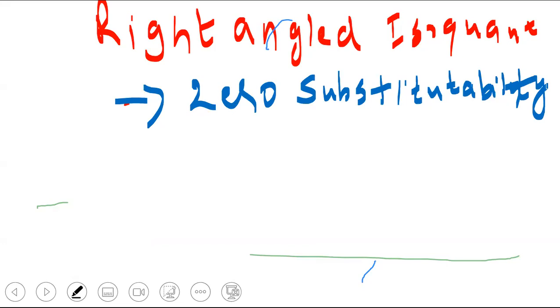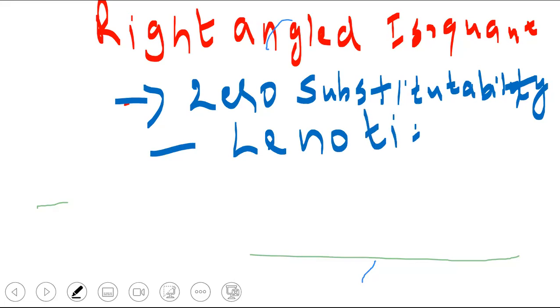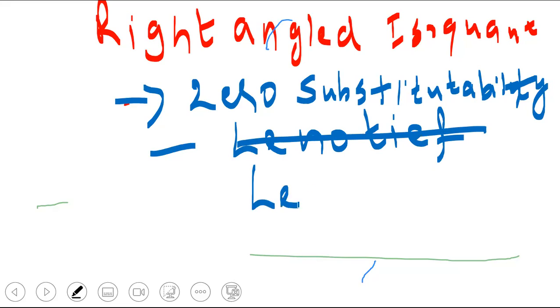Okay. This isoquant is also known as Leontief isoquant. Write that also. Leontief is the name of an economist. Right angled isoquant is known as Leontief isoquant. It has zero substitutability. Okay. There is no substitutability. Now draw the diagram.